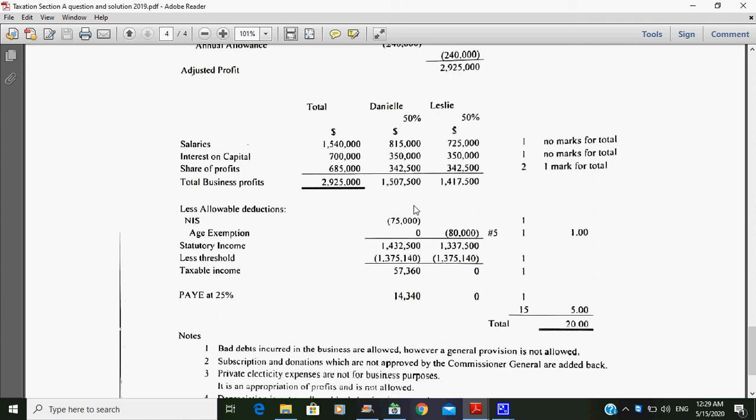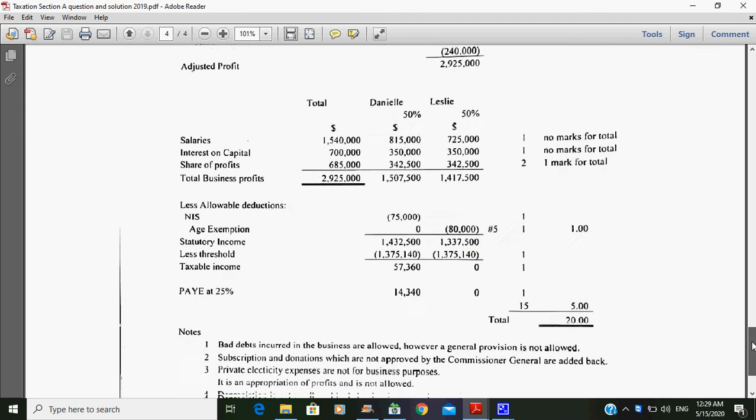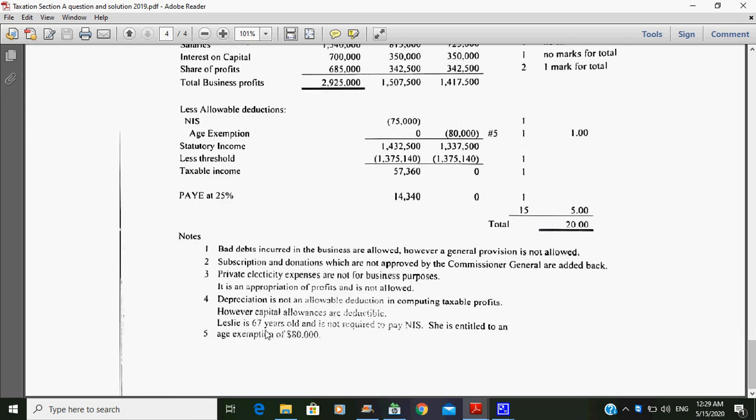Now you're going to less allowable deductions. Less NIS, which is $75,000 based on the 2017 calculations, which was given before. Now let's look at the age exemption of $80,000. Leslie is 67 years old and is not required to pay NIS. She is entitled to an age exemption of $80,000. Alright?